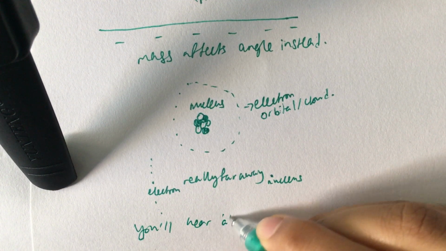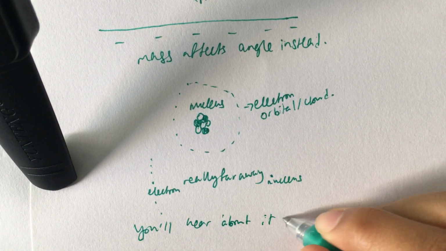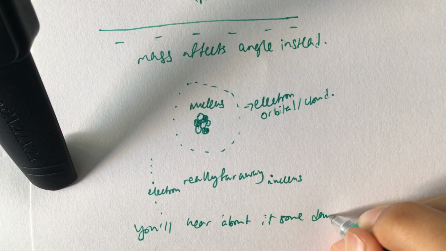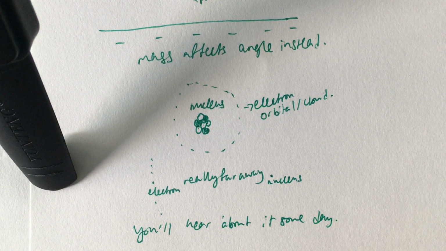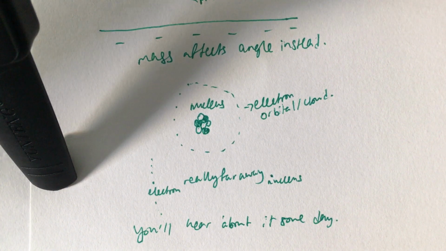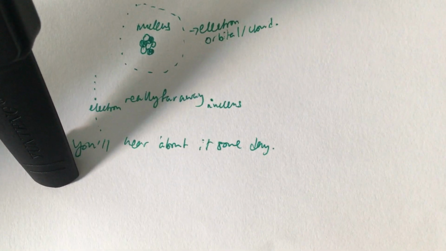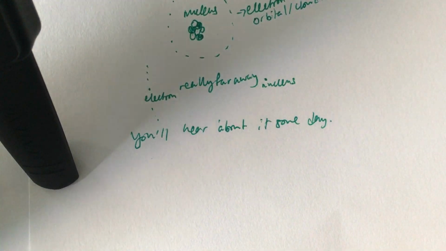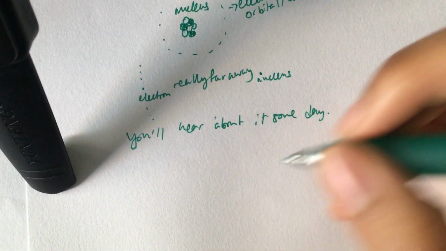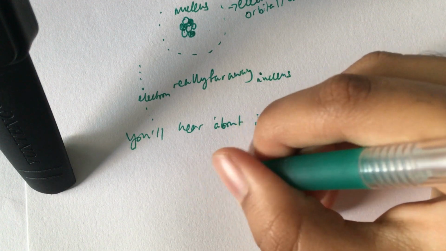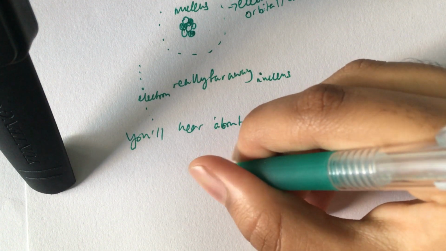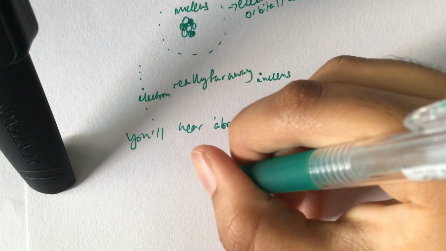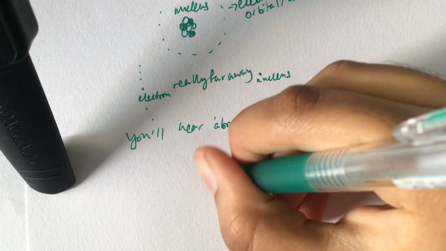So the next one: describe the contribution of protons and neutrons to atomic nuclei in terms of proton number and nucleon number. Okay, this is pretty simple. Proton number is the number of protons in an atom, and I'm saying atom because you're talking about atomic nuclei here. And if you look at your periodic table, you have both the proton number and the nucleon number in your periodic table.